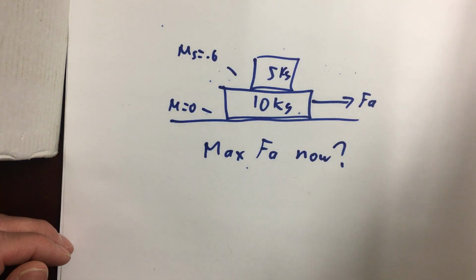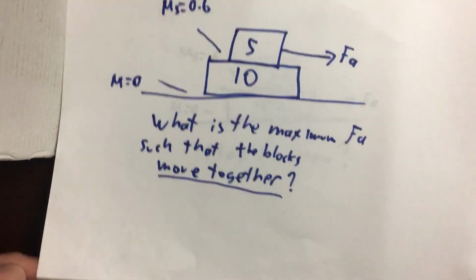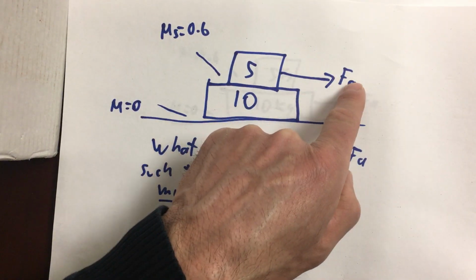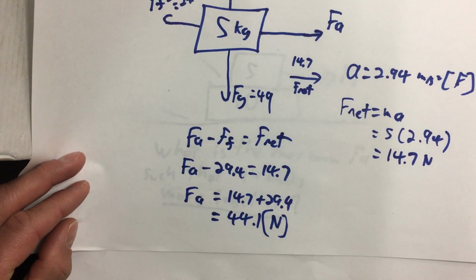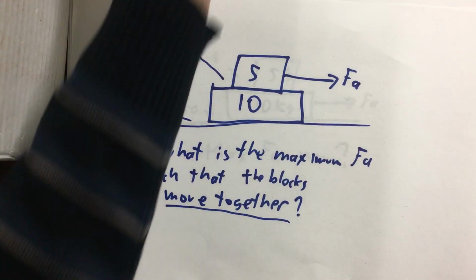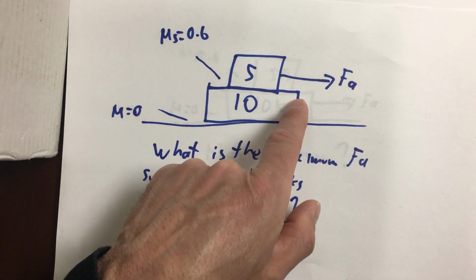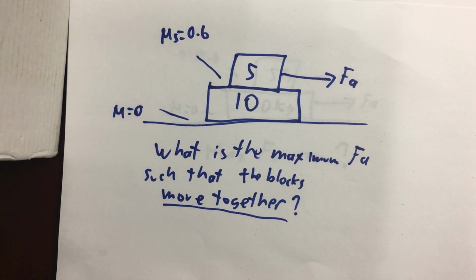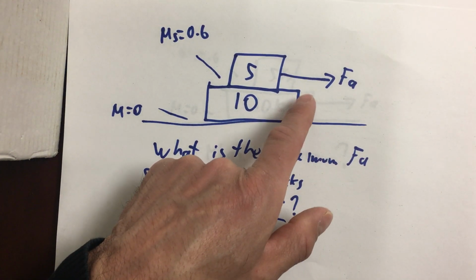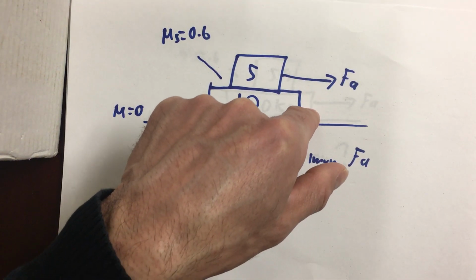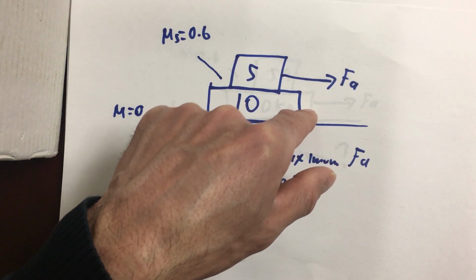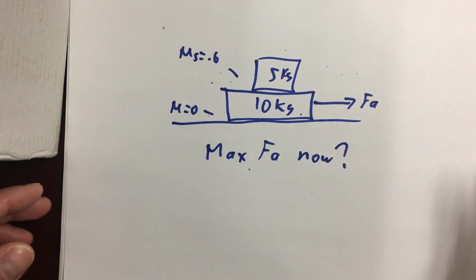Now, if you watch the previous video, we found the maximum applied force that could be applied to the top block and determined that it was 44.1 newtons. Will it be the same when you pull on the bottom block? Is the maximum force that you can apply to the bottom block without them sliding also going to be 44.1 newtons? Well, let's check and see.